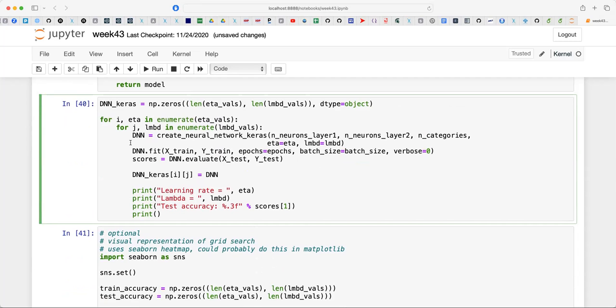We have this deep neural network where we call the TensorFlow package, the TensorFlow library with the Keras interface. And we do the training, and then we evaluate it, and we set up the scores as before.